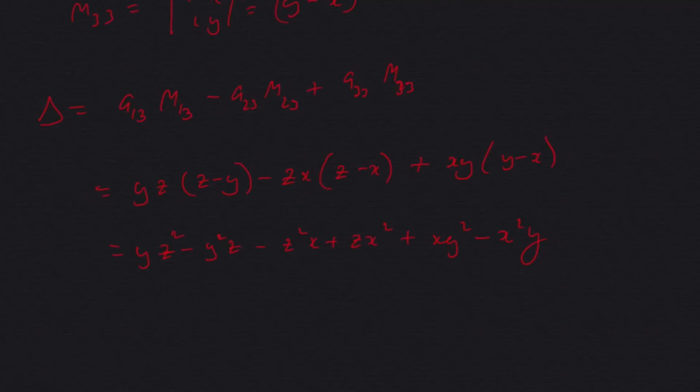So let's just try to arrange. Here I'll do a small arrangement: the terms x y square and minus x z square, and the other two terms that are left will be x square z minus x square y.